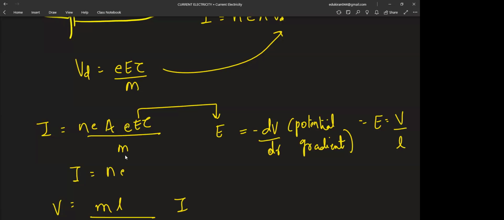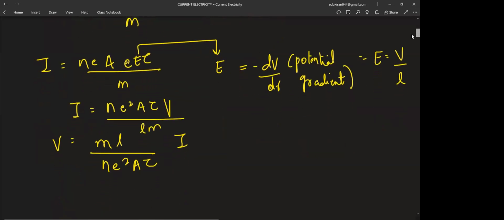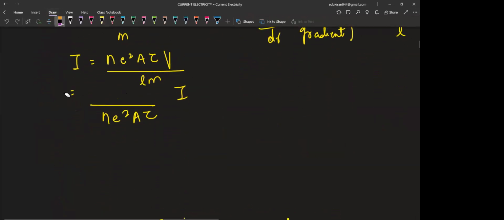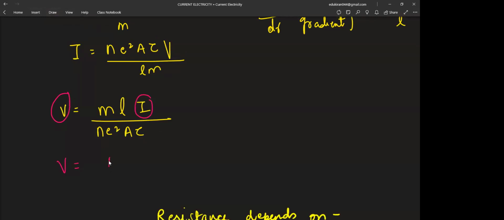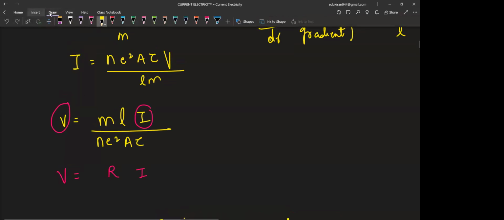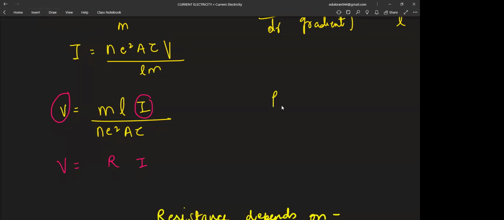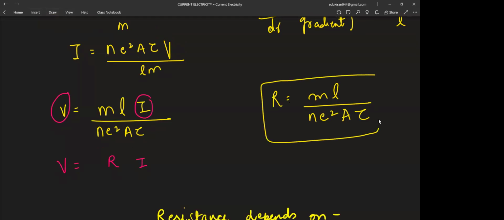Now if we put this, n e square A tau, and now V by L m. So look here. This is what we'll get if we substitute E. See, this is the formula. Now, if I write it in terms of V, I bring everything on the opposite side. So V is equal to m L into current divided by n e square A tau. Now look at this thing. Just notice one thing, Zara. V is equal to IR. Can you notice V is equal to IR, which is Ohm's law? Means the value of the resistance is this only which is left. So resistance is equal to mL divided by n e square A tau. This is one more formula of resistance.